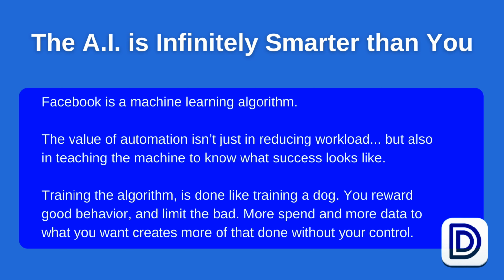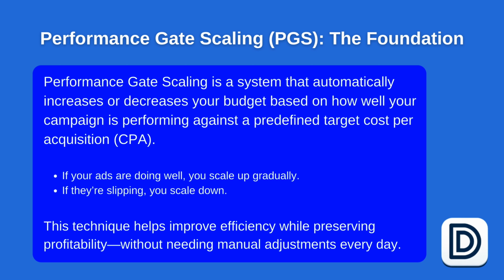What we're gonna start off with here is performance gate scaling. This is the foundation of everything. And again, I've been using this for the better half of a decade now. And it is foundational in every single ad account. Performance gate scaling is a system that automatically increases or decreases your budget based on how well your campaign is performing against a predefined target cost per acquisition, or CPA. If your ads are doing well, you scale up gradually. If they're slipping, you scale down. This technique helps improve efficiency while preserving profitability without needing manual adjustments every day.